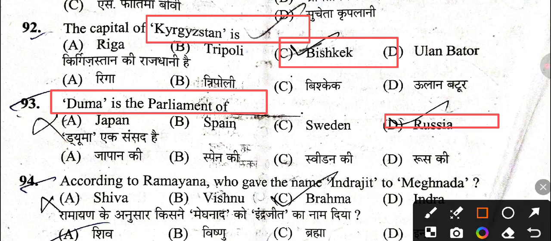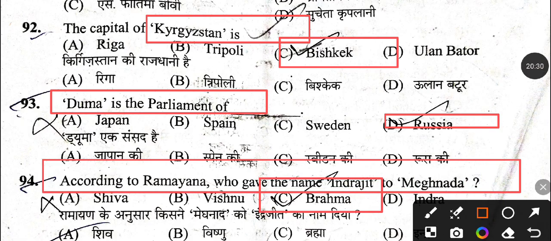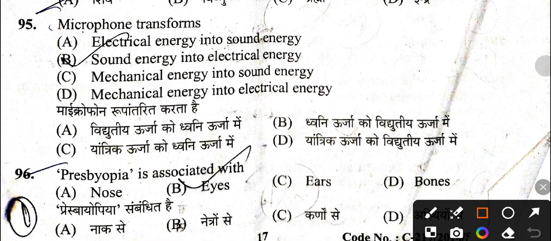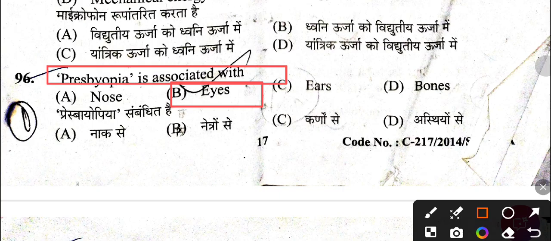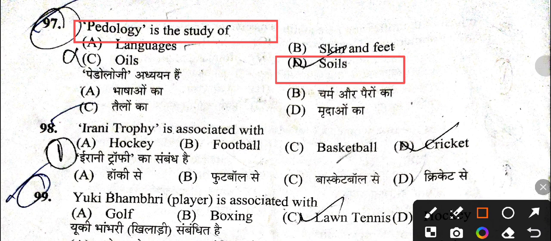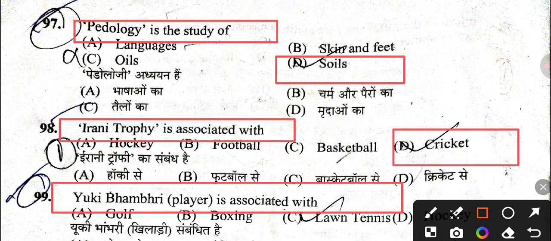According to Ramayana, who gave the name Indrajit to Meghnad? It was Brahma. Microphone transforms, so it transforms sound energy into the electrical energy. Presbyopia is associated with, so it is eye defect. Pedology is the study of the soil, whereas pedagogy is related to the teaching methods. Irani Trophy is associated with, so it is a cricket tournament. Yuki Bhambri player is associated with, he was related to the lawn tennis.